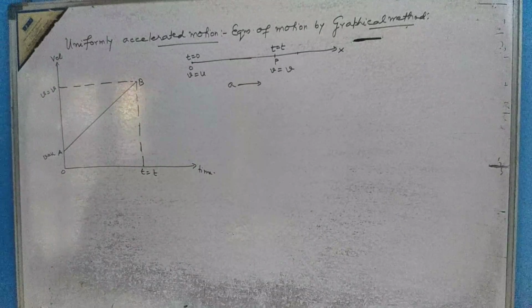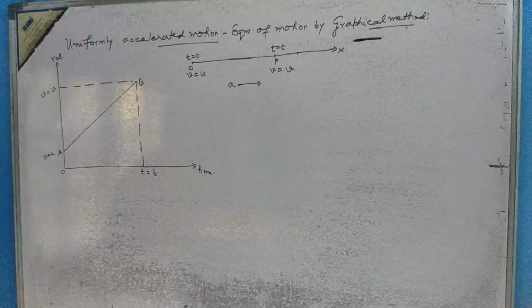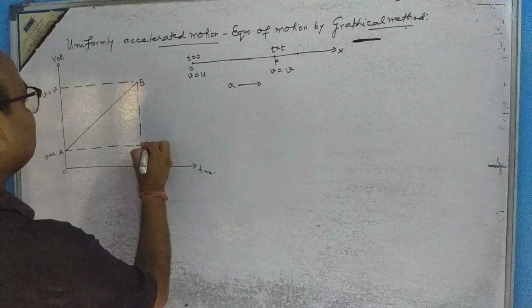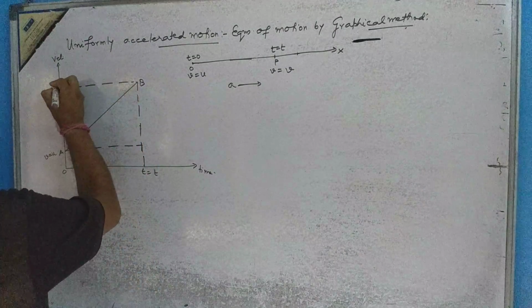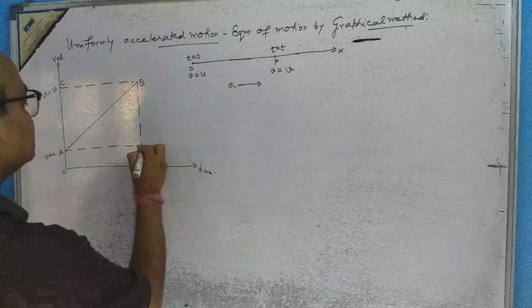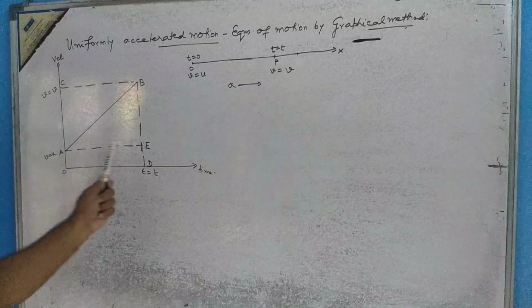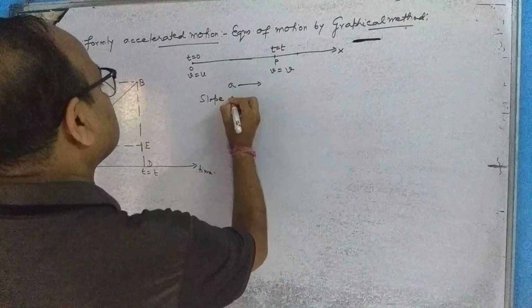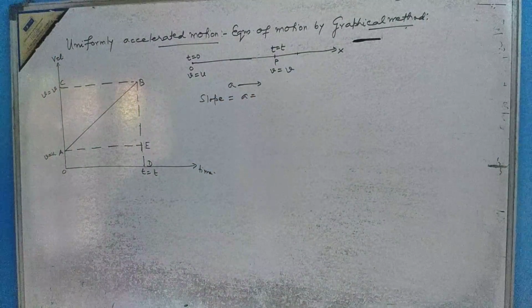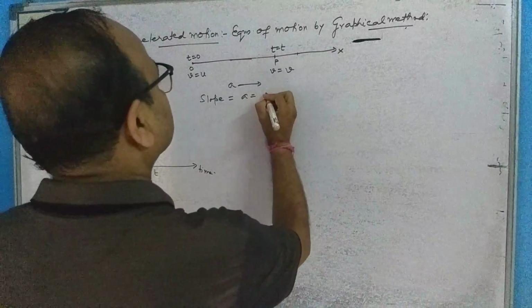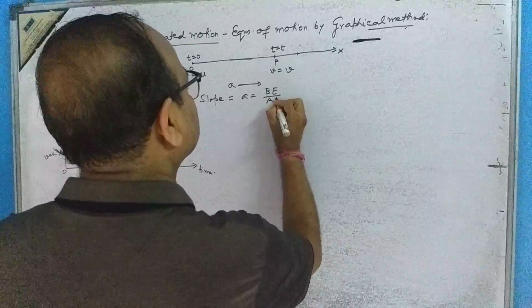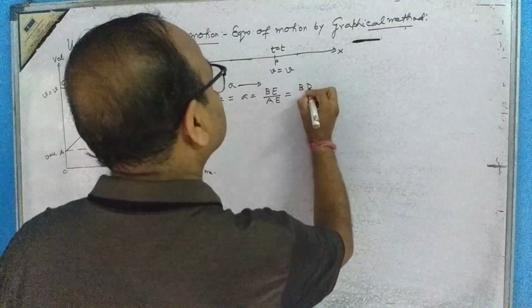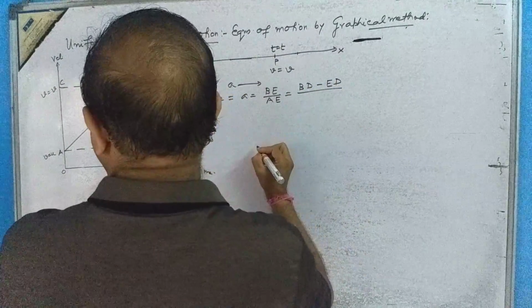What will happen? I want to find the slope of this graph. Definitely, I will drop a perpendicular on this, let us say A, here AB, let us say this is C, this is D and this is E. Then what will be acceleration? Slope, acceleration a, is equal to BE by AE. What is BE? It is BD minus ED, divided by time t.